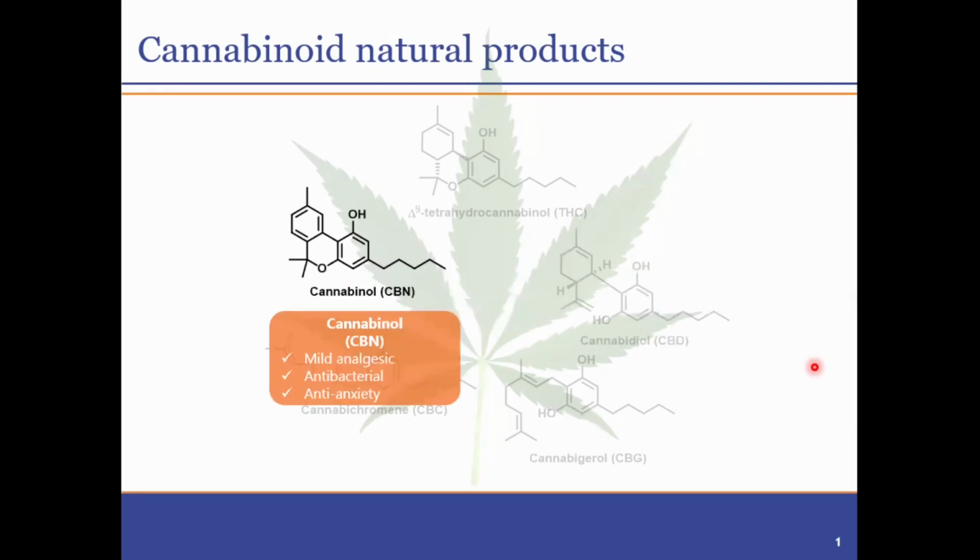And then finally, cannabinol, or CBN, is sort of a lesser well understood material, but it was actually the first molecule that was isolated from the plant. And so this is sort of the original cannabinoid natural product that was isolated back in the early 1940s. And it was found to have mild analgesic and antibacterial, as well as anti-anxiety properties. And it's considered very weakly psychoactive or non-psychoactive.